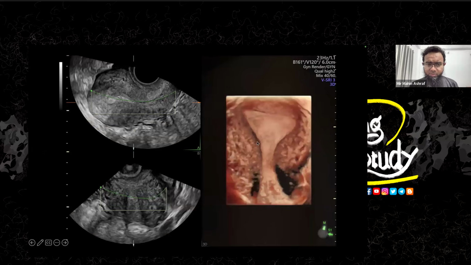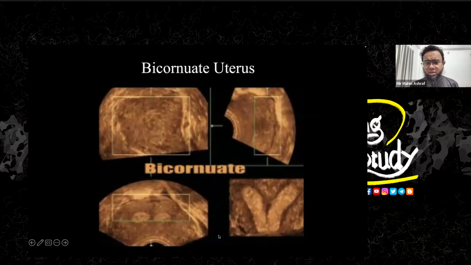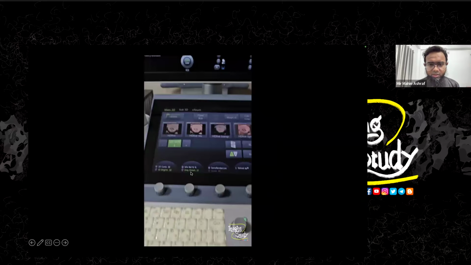So also we can use it to evaluate the endometrium, especially if you mark the endometrium on your 3D setting, then you can see this type of picture. And with this type of picture, you can easily diagnose or exclude the Mullerian duct abnormalities like the bicornuate uterus or uterine didelphys having two separate cervical canals, even with two vaginas. So here you can see a gestational sac on this moiety or cornu.